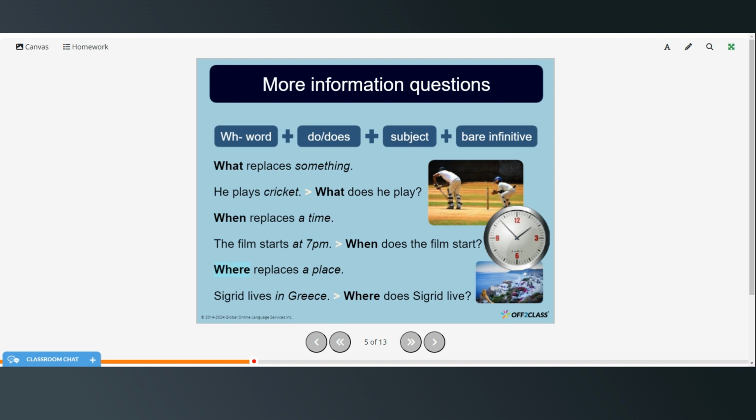And if we use where, that replaces a place. So Sigrid lives in Greece. So in Greece is a place. So to change that into a question, we would say, where does Sigrid live? Again, the same sentence structure. The WH word where, does, the helping verb, the subject Sigrid, and the bare infinitive live.